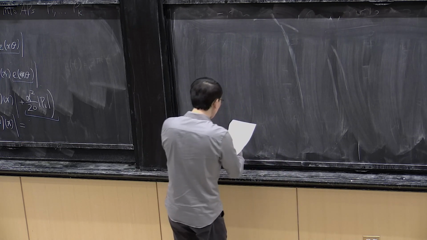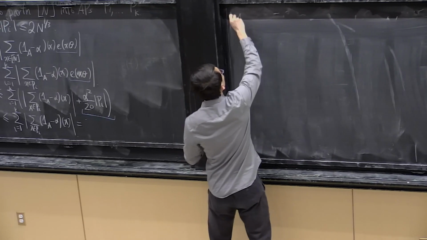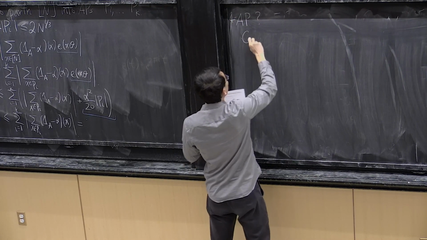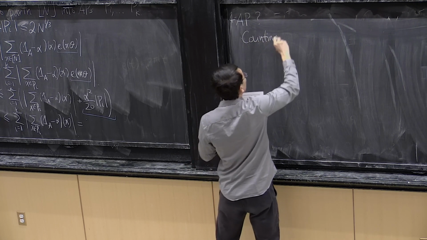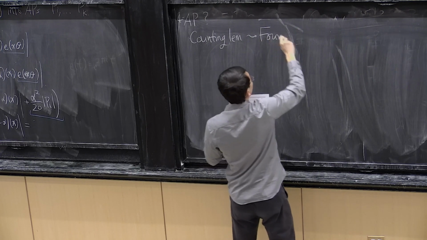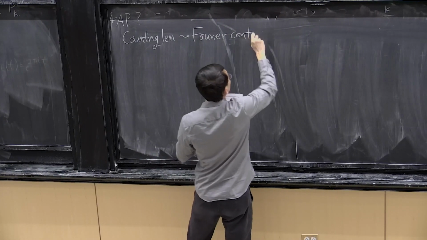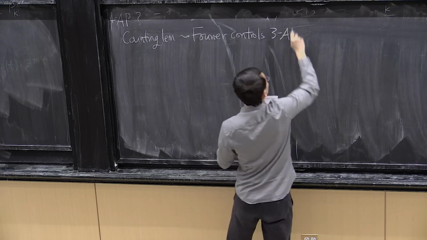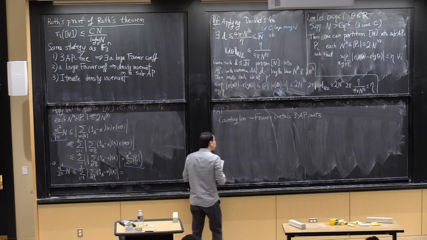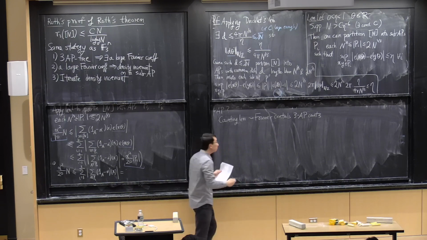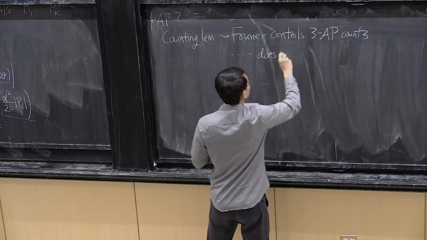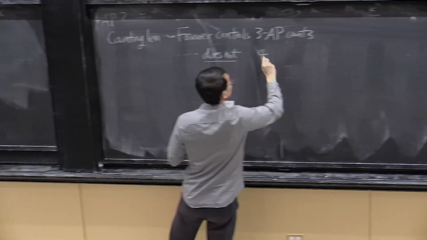And the main message I want you to take away is that for 4 APs, while we had a counting lemma that says that the Fourier transform controls 3 AP counts, it turns out the same is not true for 4 APs. So, Fourier does not control 4 AP counts.